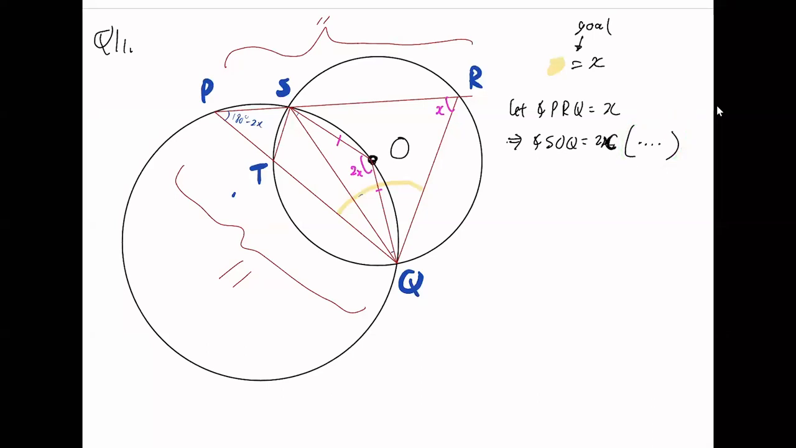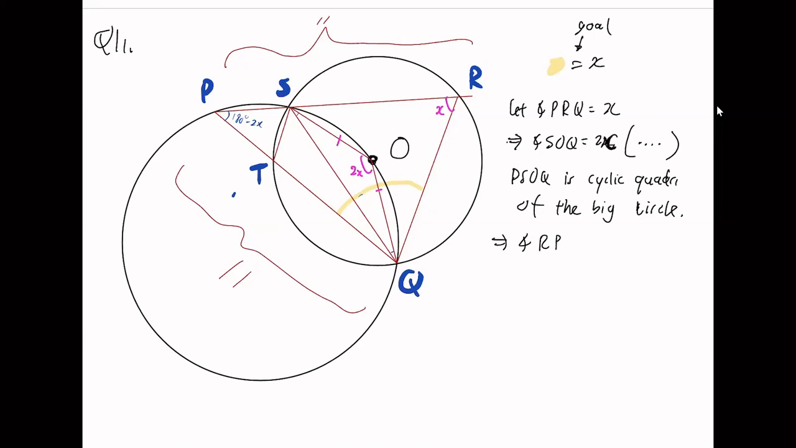So now we know SOQ equals 2x, then we have to think and realize that PSOQ is a cyclic quadrilateral of the big circle. You don't have to write this down. So this implies that angle, what is it?